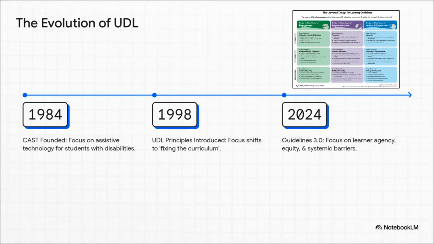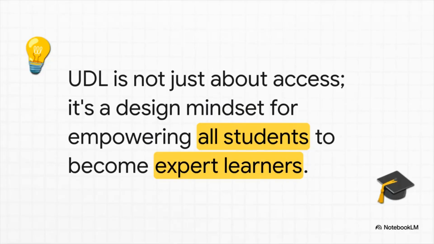And this idea didn't just appear out of nowhere, it's evolved. Back in the 80s, the focus was really on technology to help students with disabilities. But then came a huge shift. Instead of trying to fix the student, the focus became fixing the curriculum. And today, it's gone even further. Now it's all about building that learner agency we talked about and using these ideas to create more equitable systems for everyone. So, if there's one thing to take away from all this, it's this.